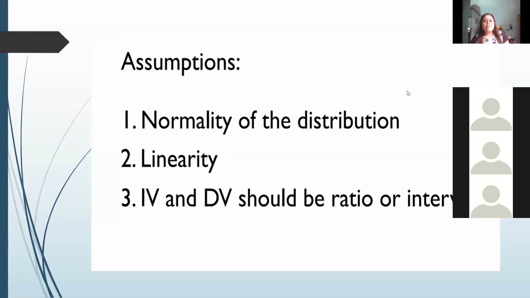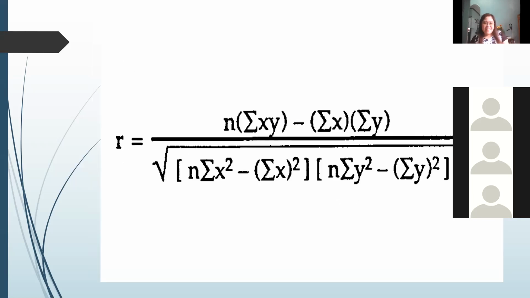So actually, it's the same thing with the t-test. Before ka makagamit og t-test, di ba, kailangan normally distributed ang atong data. And then there is linearity here. I'll teach you how to look at the linearity later. And then the independent and the dependent variables should be both in ratio or interval scale. Okay, so duha ka grupo man. So ang duha ka grupo dapat either ratio or interval scale sila.